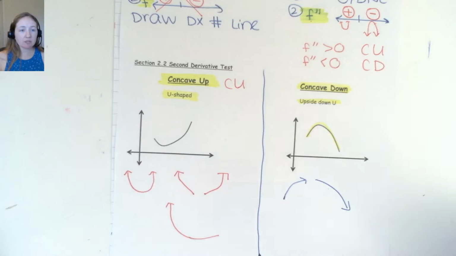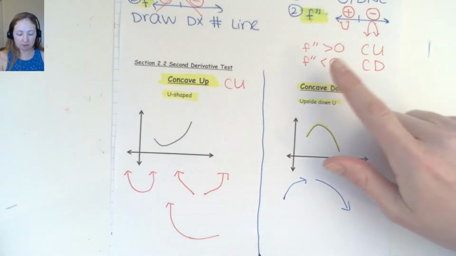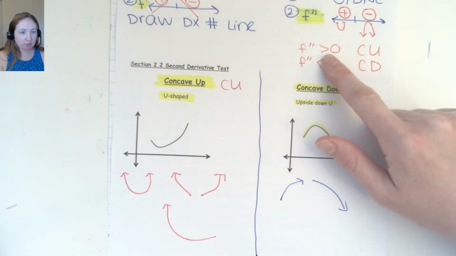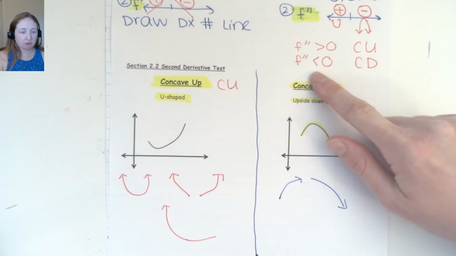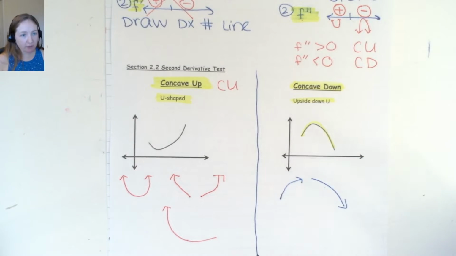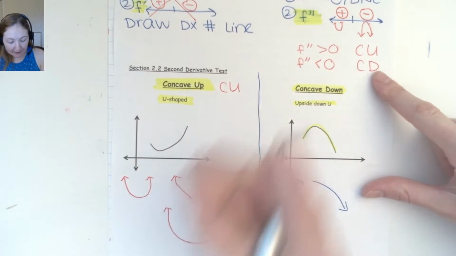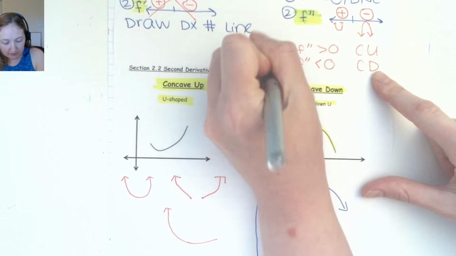All right, this next video is 100% for your information. What we're going to find is that concave up means the second derivative is positive, and concave down means the second derivative is negative. I just want to do a quick video to explain why this is so we're not just memorizing it.